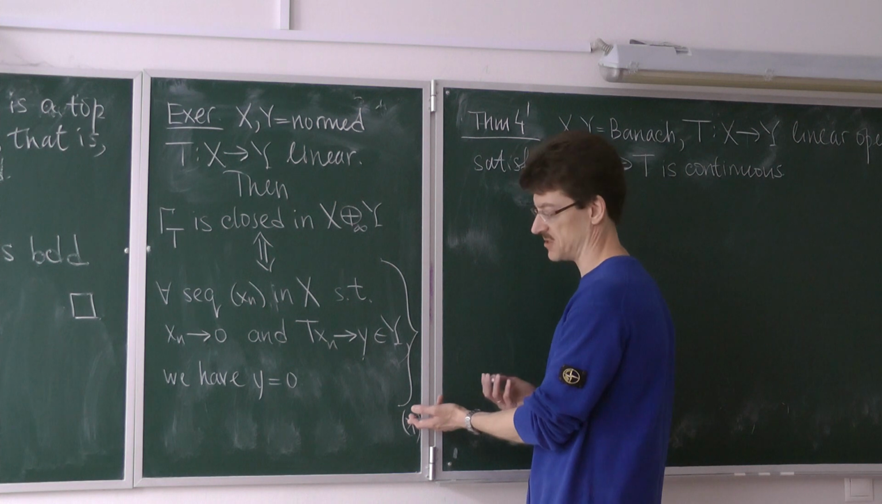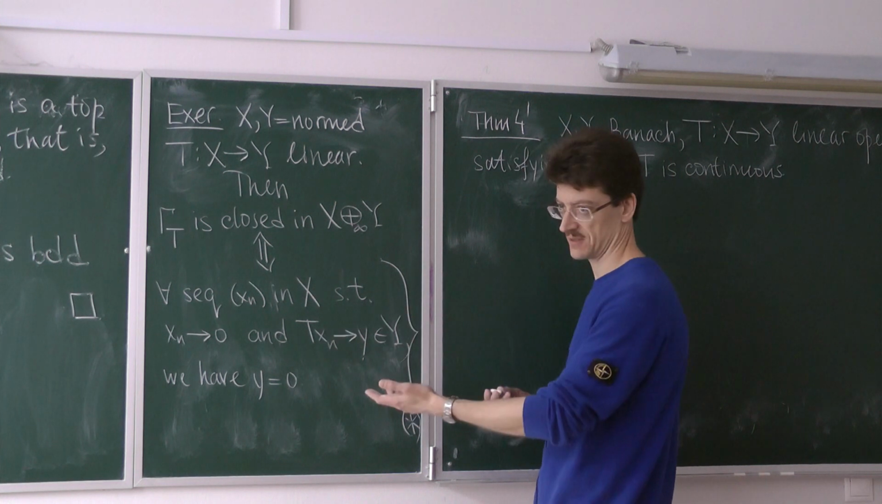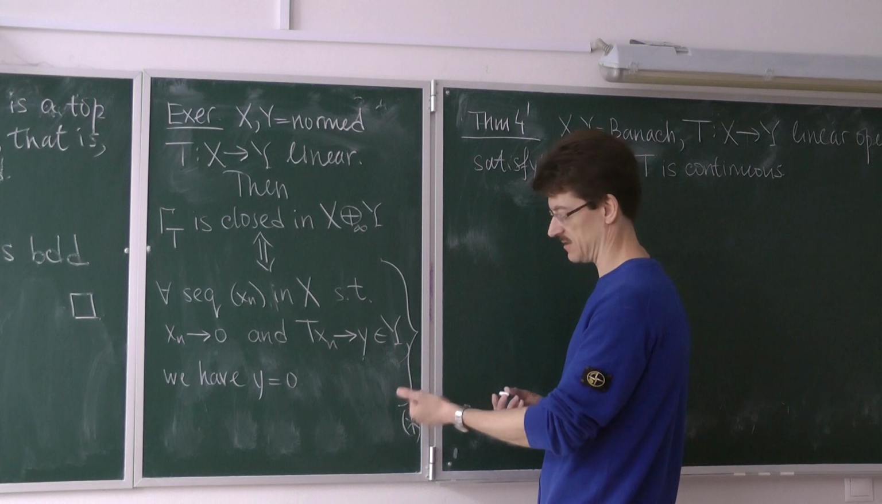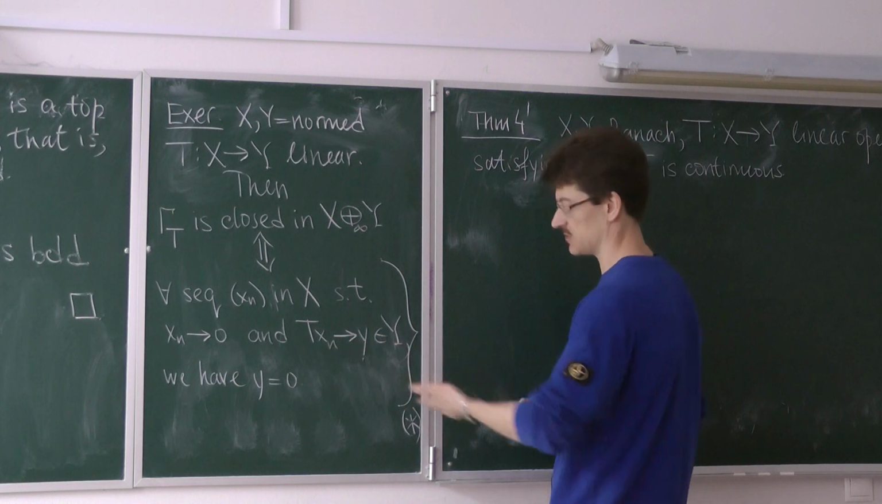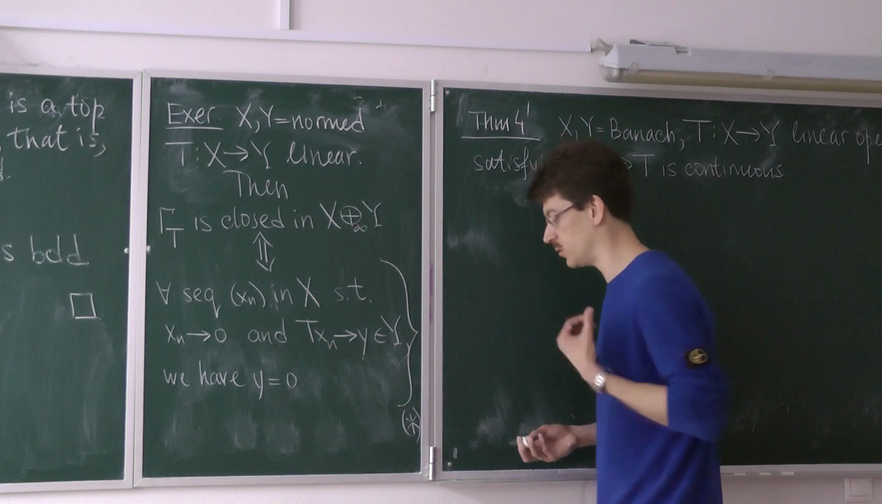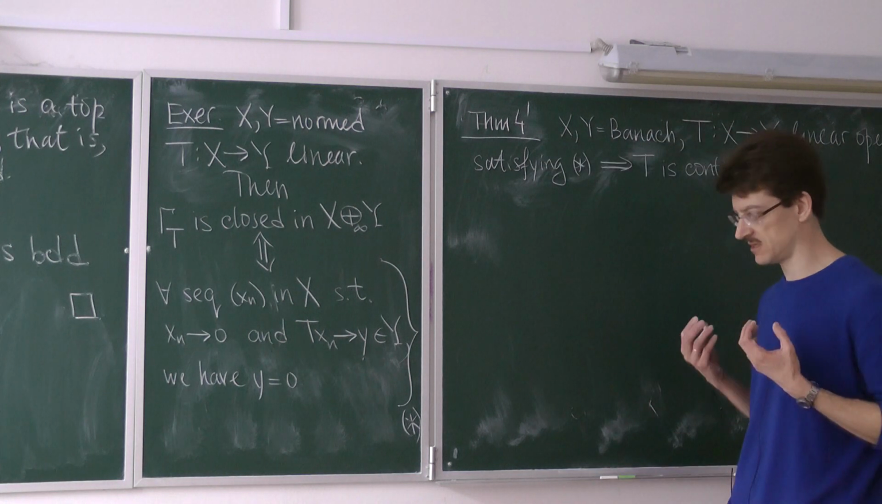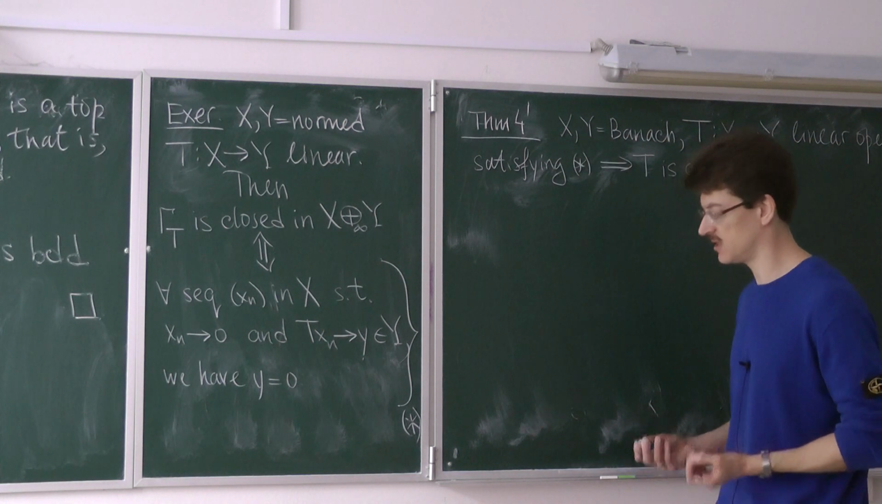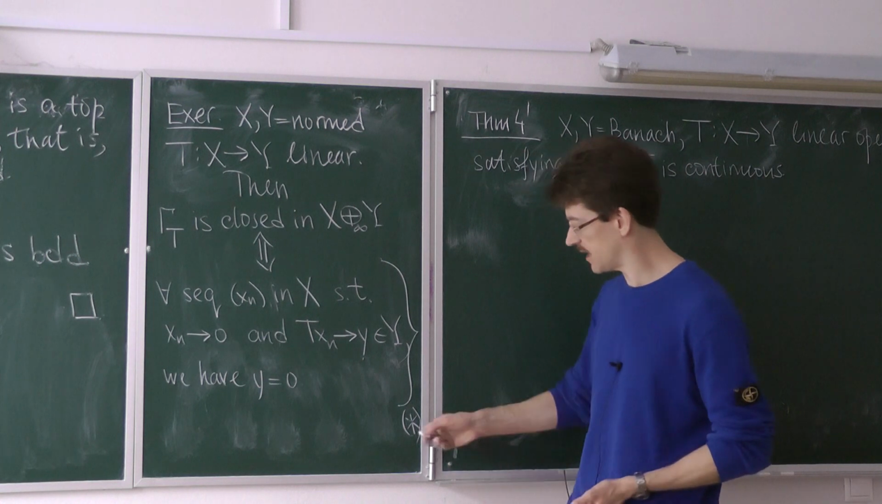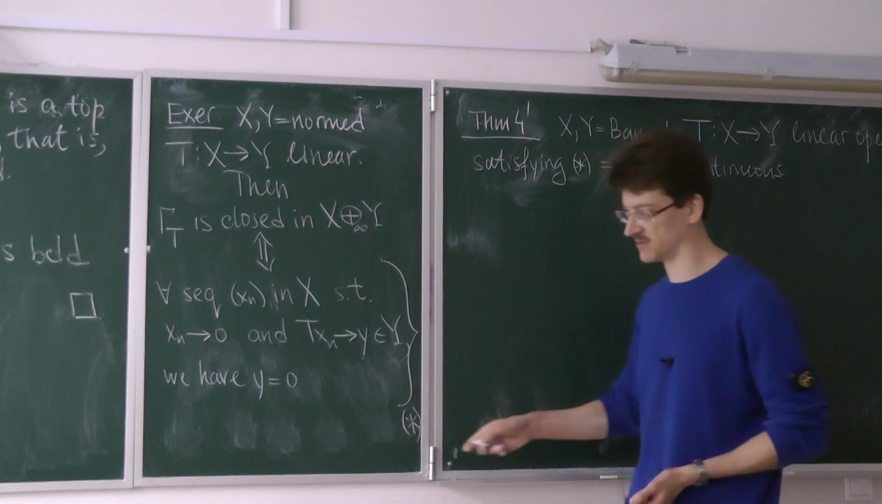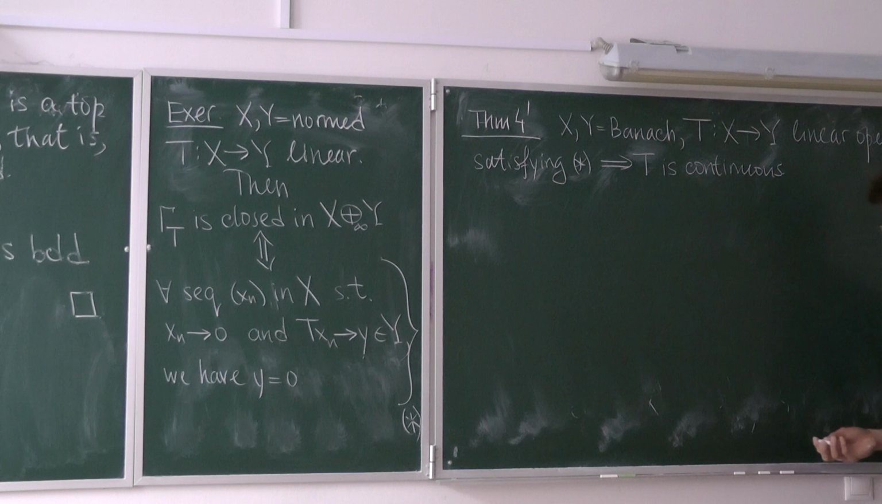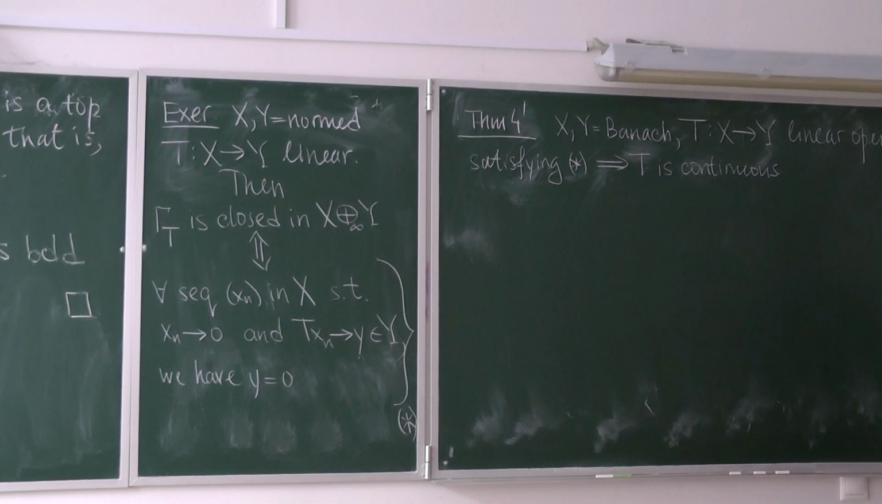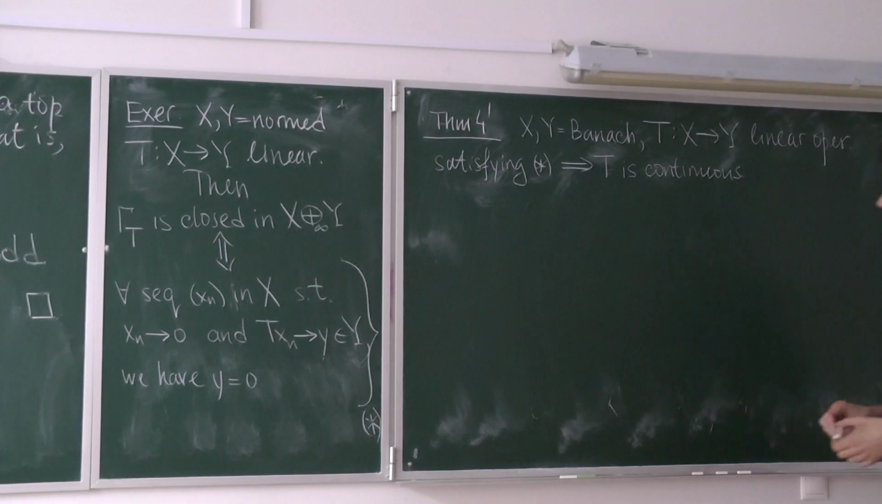Of course, there are unbounded operators, and this condition fails for unbounded operators. But if we want to show that some operator is continuous, or equivalently bounded, we have to check this condition. And this is easier than checking the continuity by definition. So that's the point. Okay.